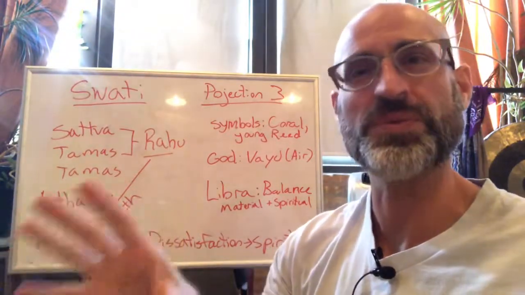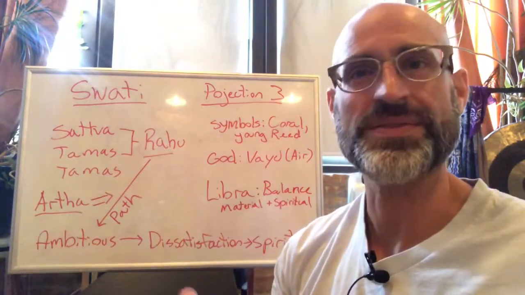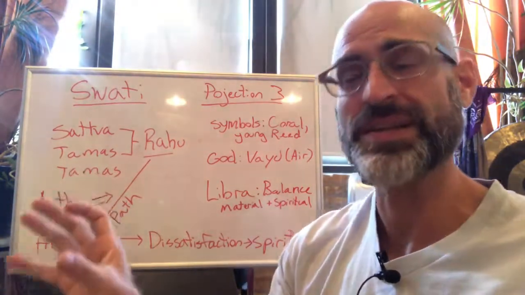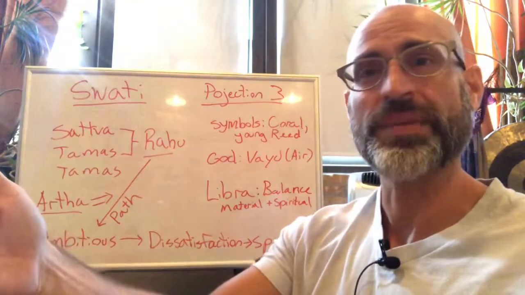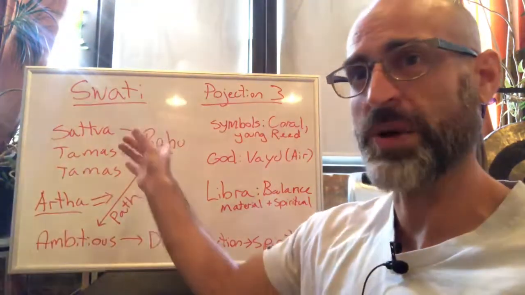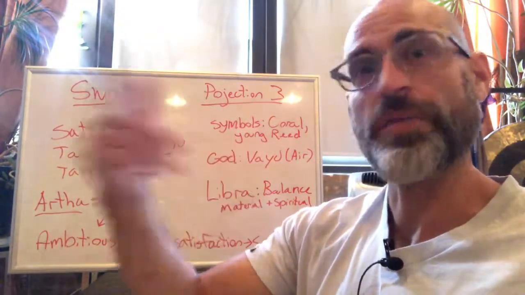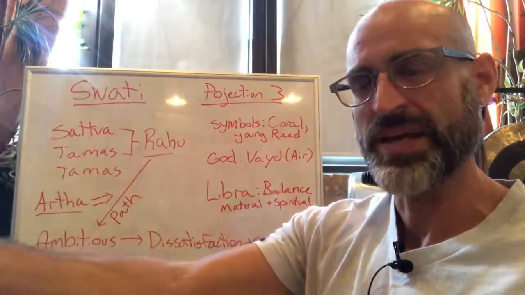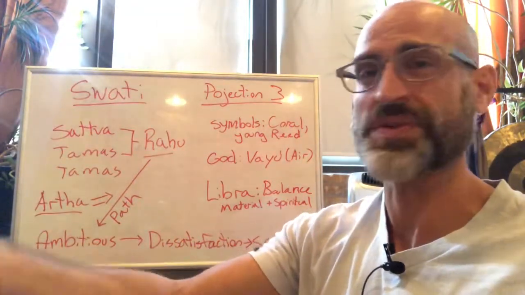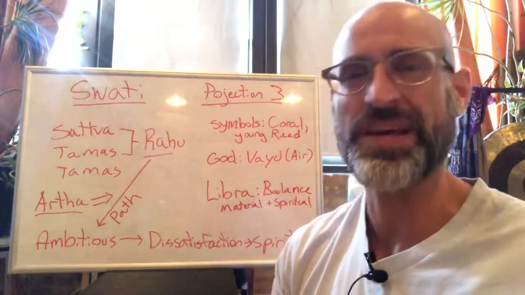So again, this is a really, really interesting chart. And the exercise for this practice, or for this particular placement, is also quite interesting. So again, quick recap. Now Swati, the Swati energy here, it's all about achievement, individuality, freedom, and then eventually the spiritualization process. When they meet resistance, that is dissatisfaction.